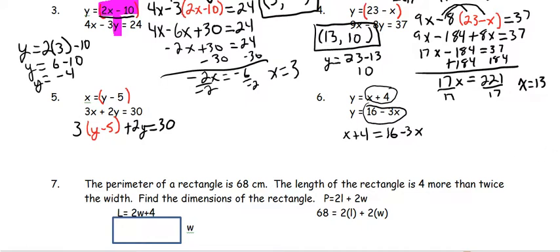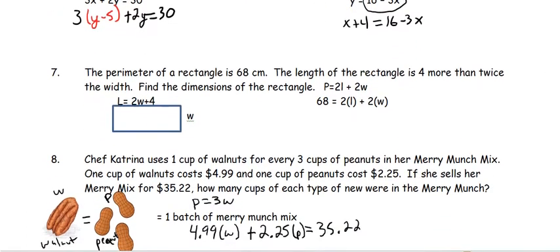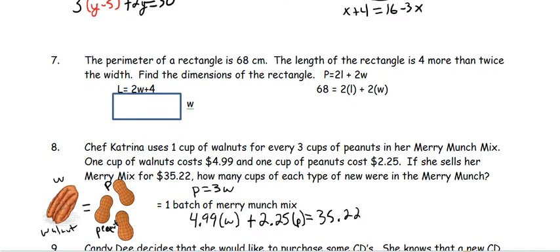Alright, let's get on to the more fun stuff here. Number 7, we're into the word problems. I find it's always helpful to draw pictures. As you see, I've got some pictures already set up for you. I have the perimeter of a rectangle is 68 centimeters, so I've set this up in my perimeter formula. The length of the rectangle is 4 more than twice the width, so add 4 to 2 times the width. So here is one of my equations.